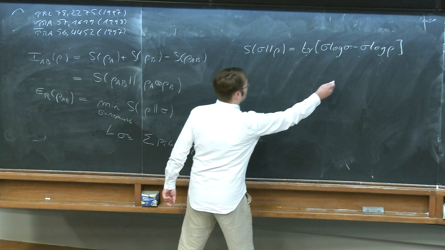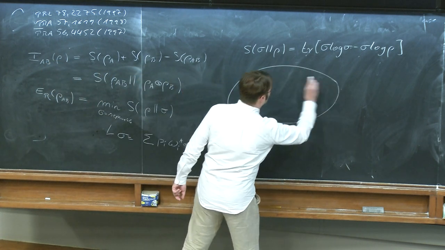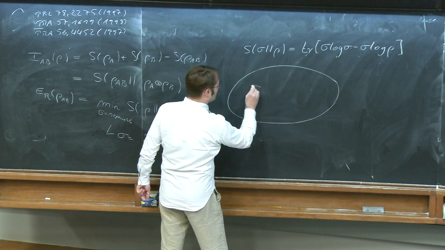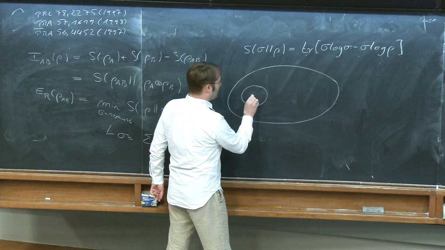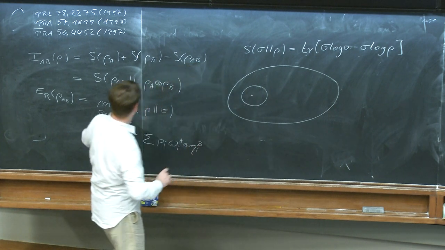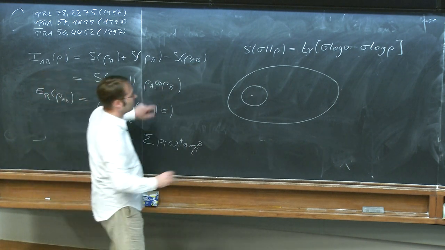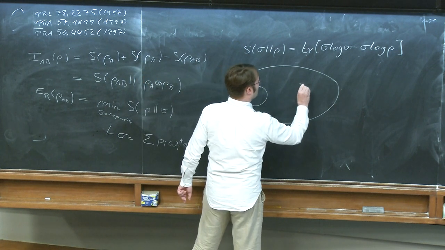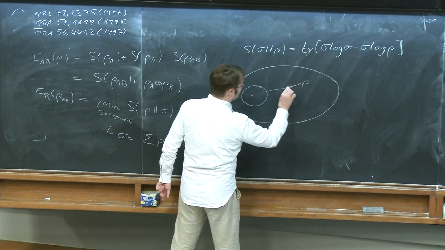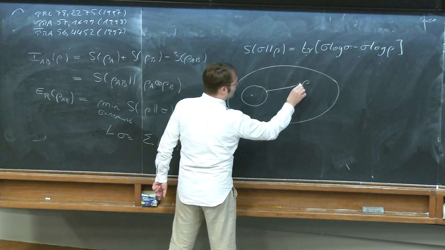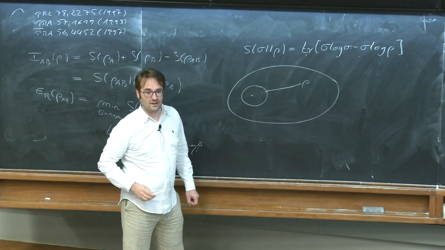So then the idea was a little bit like this, if you draw it. So this is the set of all states. This is the set of separable states. Somewhere in here is this tensor product state. Here is our state rho. And we're measuring the distance from this state to this set.